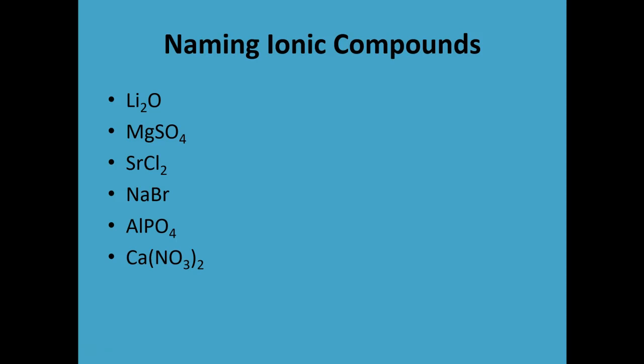Here are 6 ionic compounds for you to attempt to name. Again, how do you know they're ionic? Because they're always starting with a metal: lithium, magnesium, strontium, sodium, aluminum, calcium. Pause the video for a moment, work on these, and when you think you have answers, turn it back on.